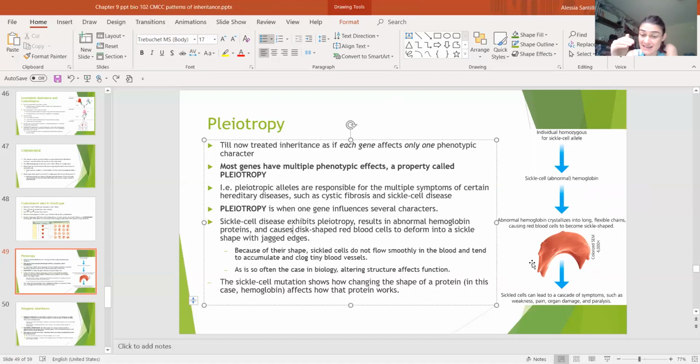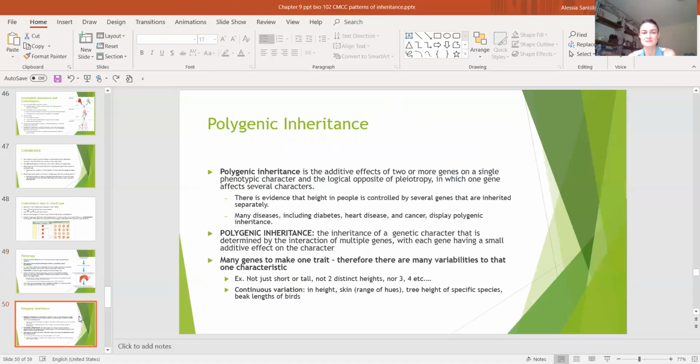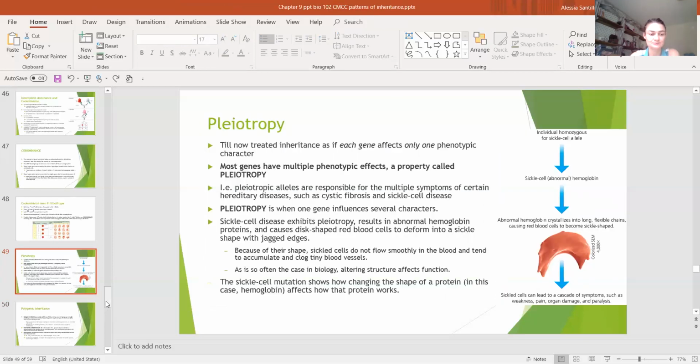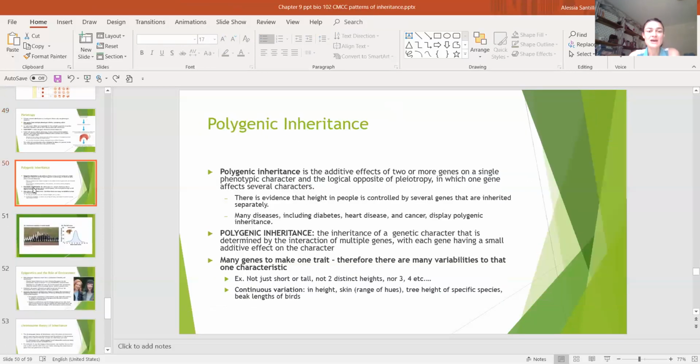So you can see that one gene can, especially in humans, have more than one effect. This particular gene doesn't just affect the shape of your red blood cells, it also affects how often you have a heart attack. It also affects if you're anemic or not. So it affects many different kinds of physical properties. Okay, so that's pleiotropy. Then we have polygenic inheritance.